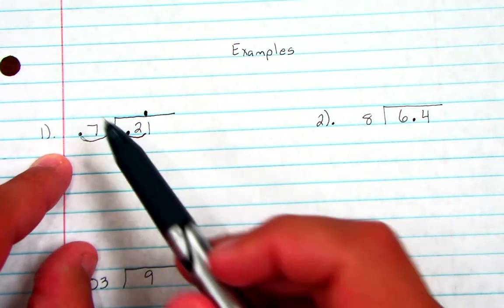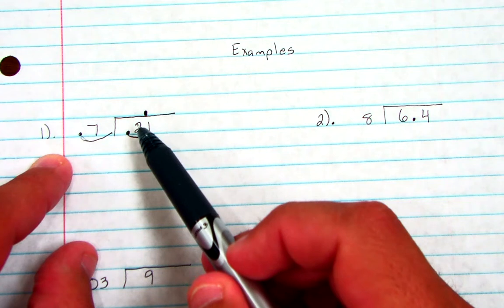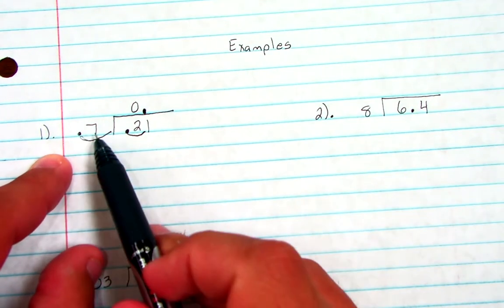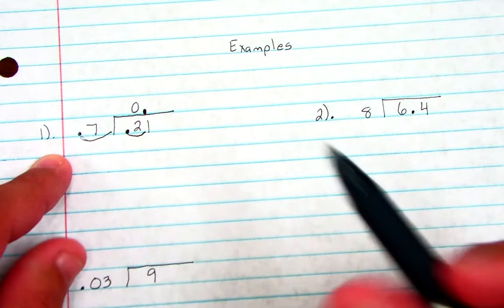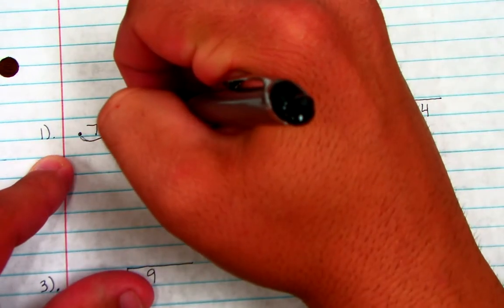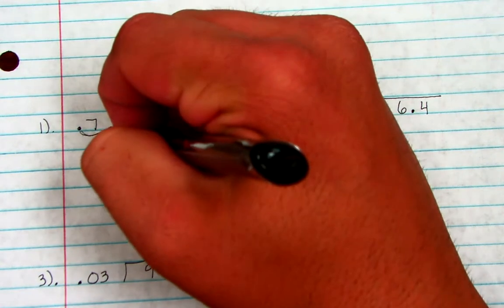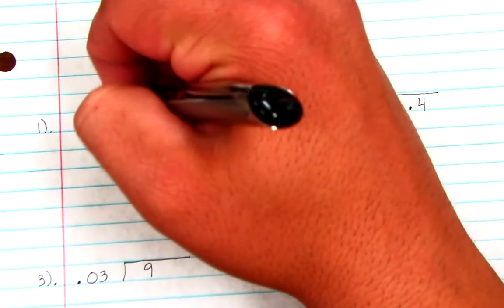So step 3 is now to divide. How many times can 7 go into 2? Well, it can't. Well, how many times can 7 go into 21? It goes in there 3 times. And there's your answer. You are now done with that problem.